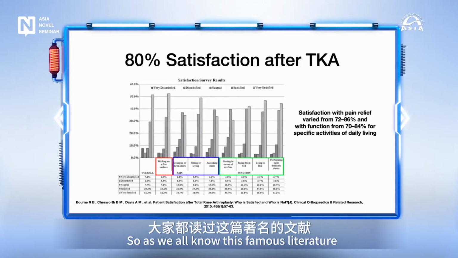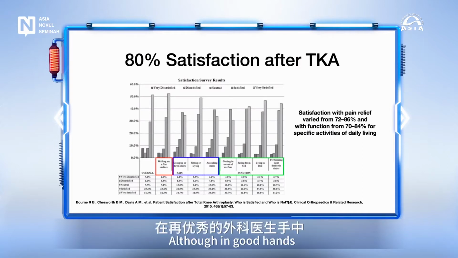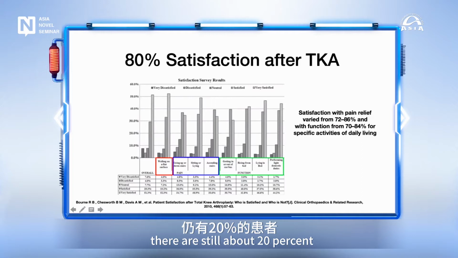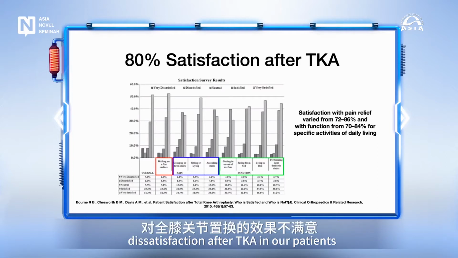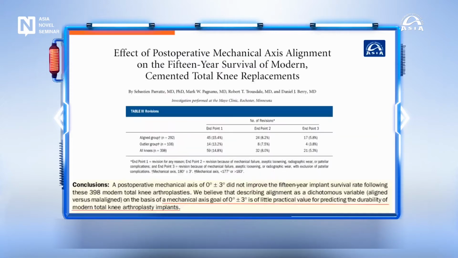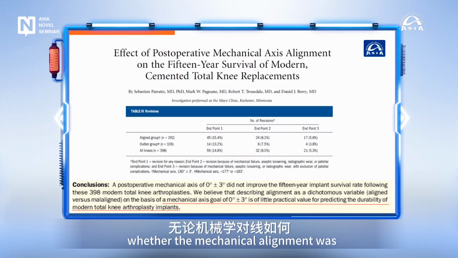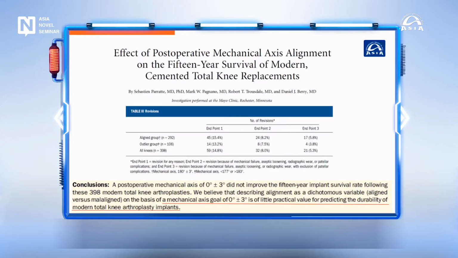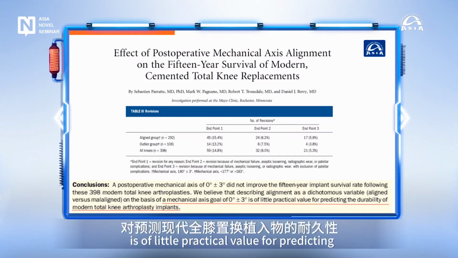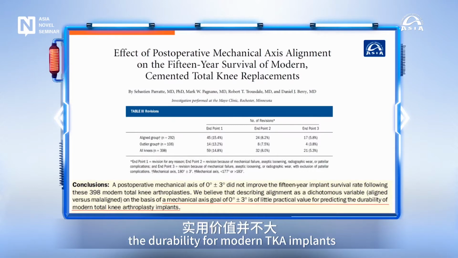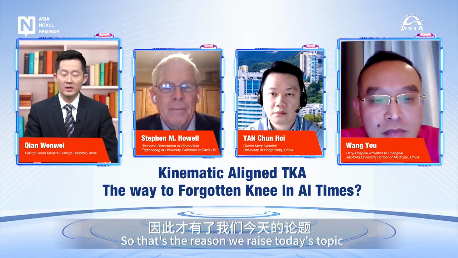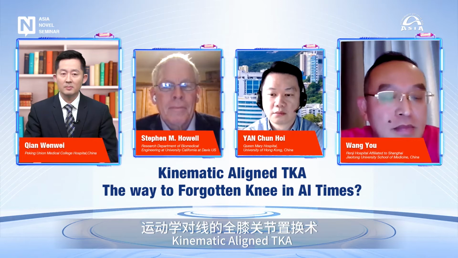As we all know from this famous literature, even in good hands, there is still about 20% dissatisfaction after TKA in our patients. And another famous paper from Mayo Clinic noted that whether the mechanical axis goal is within 3 degrees is of little practical value for predicting the durability of modern TKA implants. So that's the reason we raised today's topic, kinematic aligned TKA.